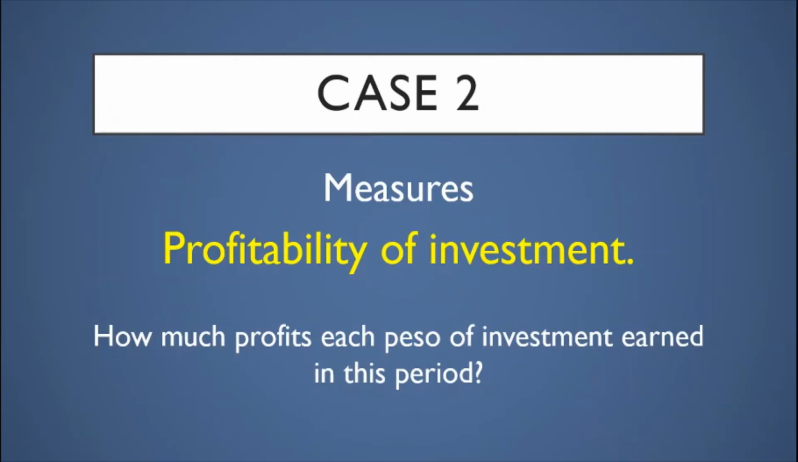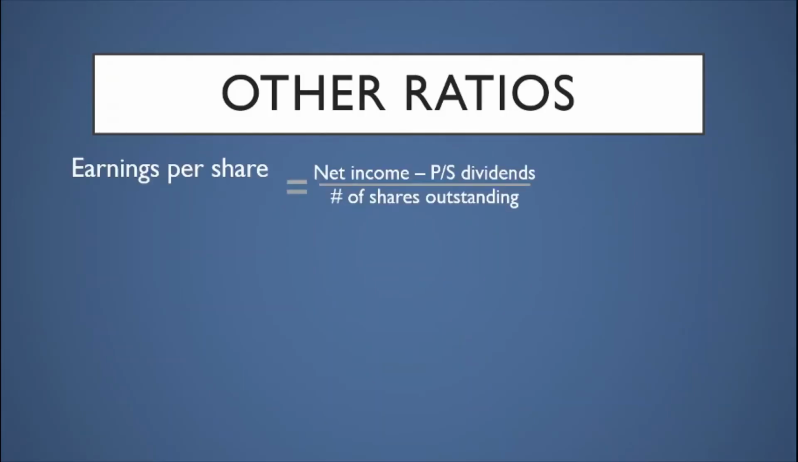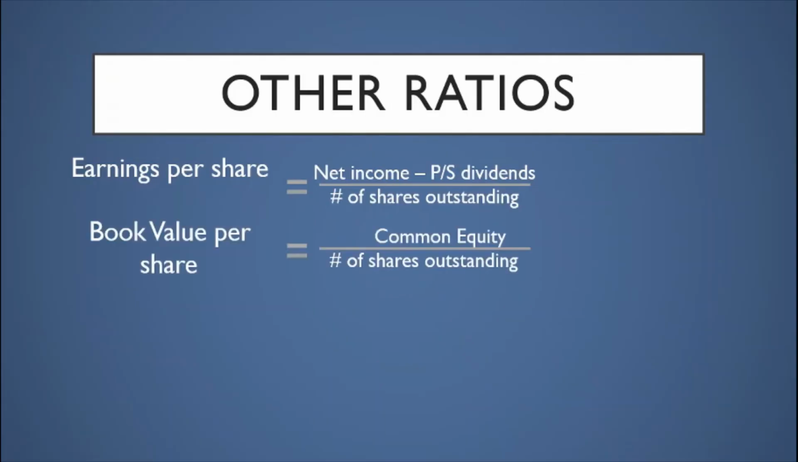Let us now proceed to the last set of profitability ratios. We have earnings per share. This is equal to net income minus preferred share dividends divided by the number of shares outstanding. Book value per share. This is equal to book value of common equity over the number of shares outstanding. The shares being referred to here are the common or ordinary shares.